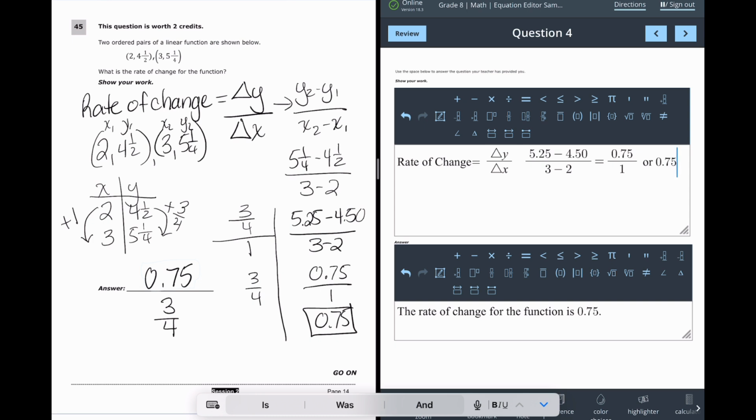So I'm just putting change in y over change in x, and then I put a little space there so you can see what I subtracted, and that is equal to 0.75 over 1. Then I put or 0.75. I'm doing that on purpose because I have known some teachers, as I sit in these rooms and score math work, who will argue that if I have multiple equal signs, it's not an equation, and therefore it is wrong.